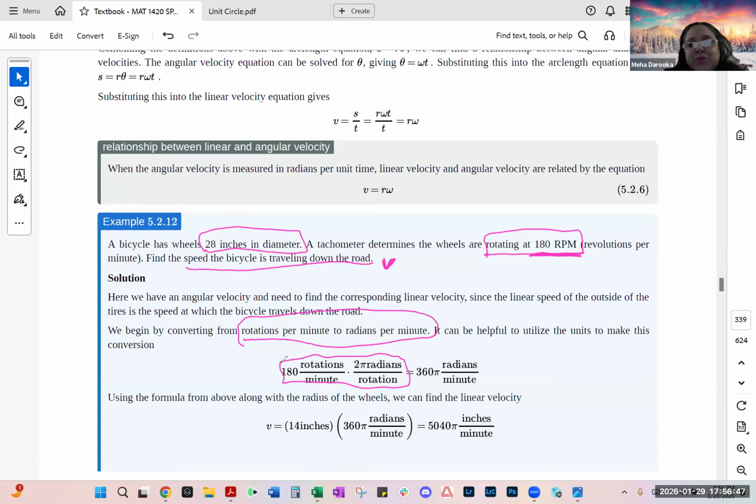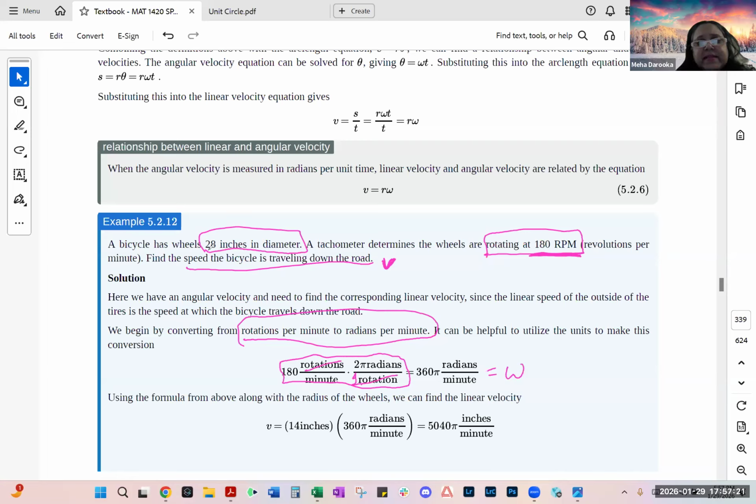But we are using the units over here to keep track of the conversion that's happening from rotations per minute to radians per minute. That's the reason we are using this conversion where one rotation is equal to 2 pi radians. That way your rotation as a unit can cancel out and you are left with radians per minute. And of course, 180 times 2 pi gives us 360 pi radians per minute. So now you have your omega.